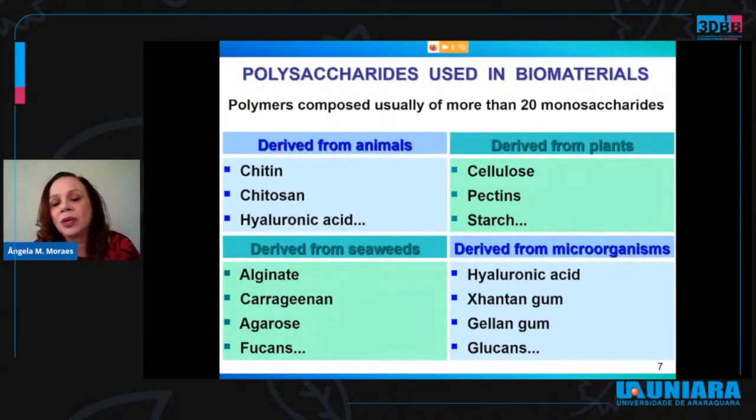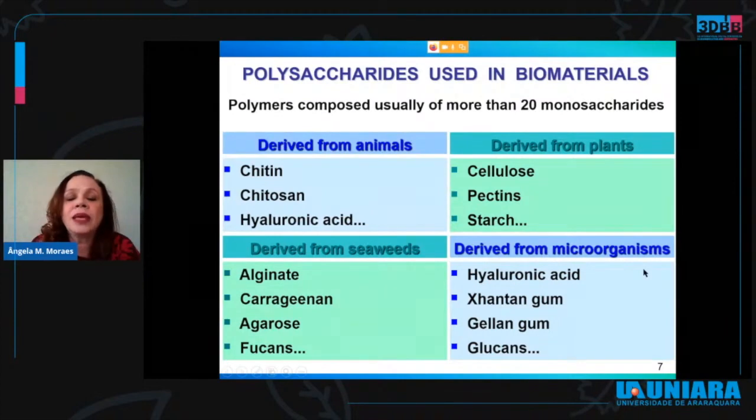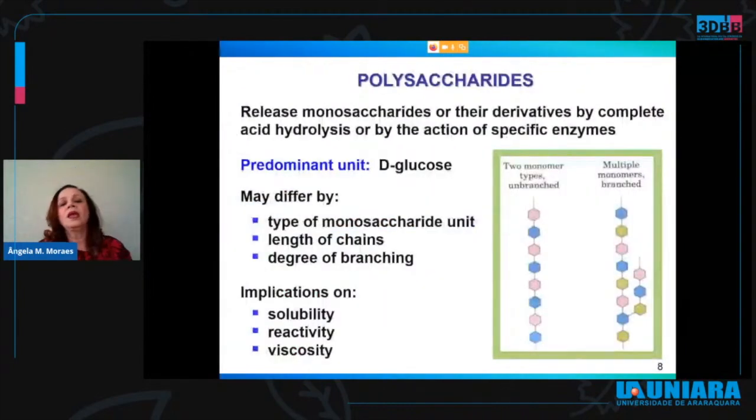gellan gum, and glucans. These types of polysaccharides are quite interesting because since we can produce them in bioreactors, we can have a more controlled product regarding, for instance, quality issues. The polysaccharides release monosaccharides or their derivatives by complete acid hydrolysis or by the action of specific enzymes. And the predominant unit released is the glucose.